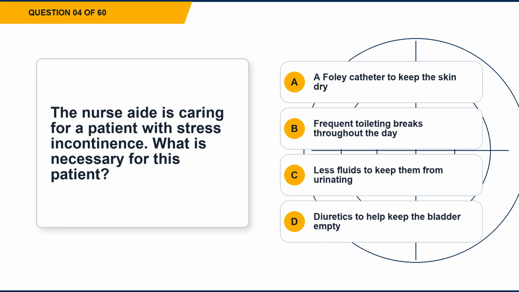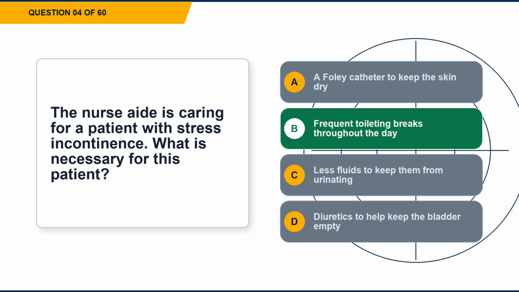Question 4. The nurse aide is caring for a patient with stress incontinence. What is necessary for this patient? Option A. A Foley catheter to keep the skin dry. Option B. Frequent toileting breaks throughout the day. Option C. Less fluids to keep them from urinating. Option D. Diuretics to help keep the bladder empty.